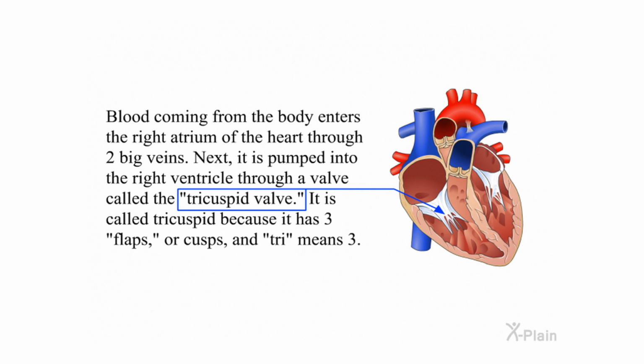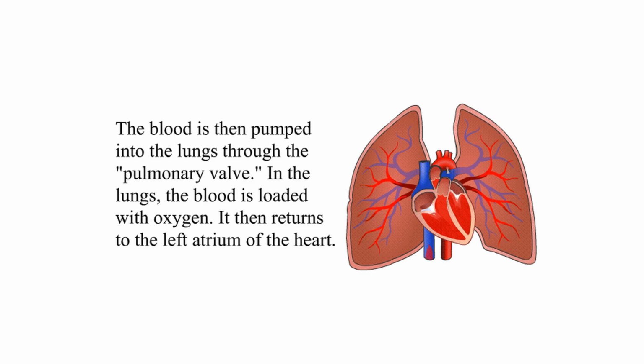Blood coming from the body enters the right atrium of the heart through two big veins. Next, it is pumped into the right ventricle through a valve called the tricuspid valve. It is called tricuspid because it has three flaps or cusps, and tri means three. The blood is then pumped into the lungs through the pulmonary valve. In the lungs, the blood is loaded with oxygen. It then returns to the left atrium of the heart.